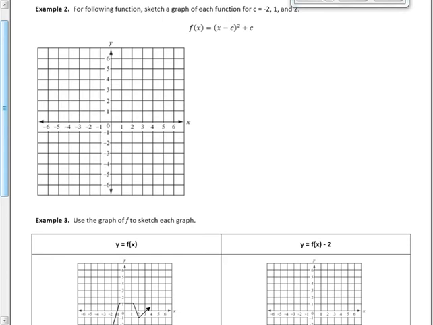For the following function, sketch a graph. Sketch a graph of each function for c equals negative 2, then c equals 1, and then c equals 2. Okay, and so the first thing that we should do is identify what the parent function is. So the parent function in here, it is right here. It's a quadratic. Okay, and so this is a quadratic graph.